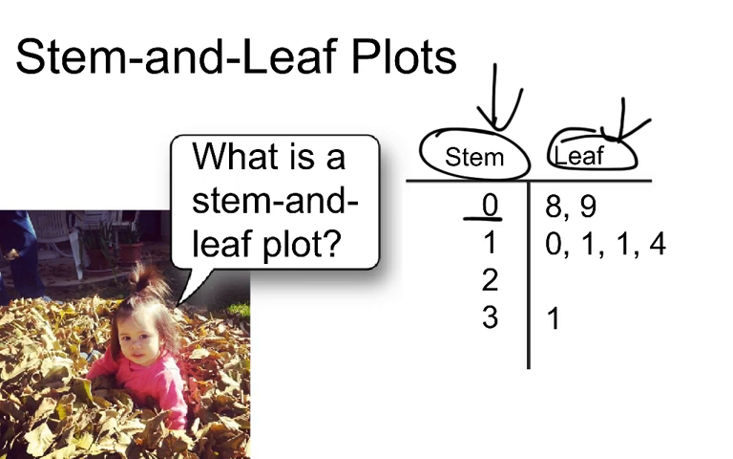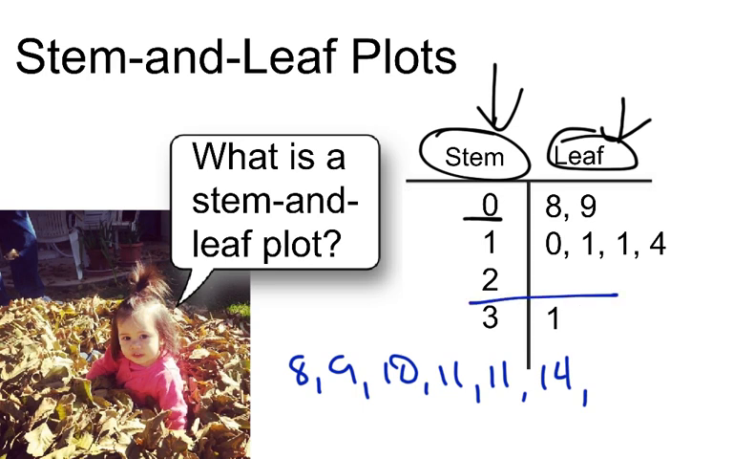So in this set of data, the numbers I have are 8, 9, 10, 11, 11, 14, I have nothing in my 20s, and 31. So this can help us, of course, see trends. For example, in this, I can see that the most numbers are in the tens place. And I also notice that I have one that might be considered an outlier.